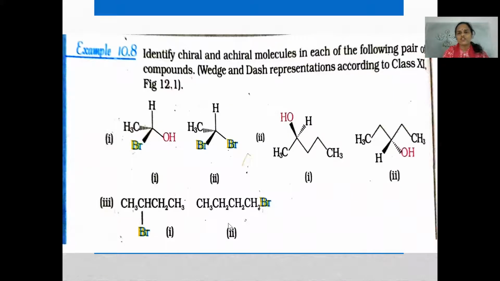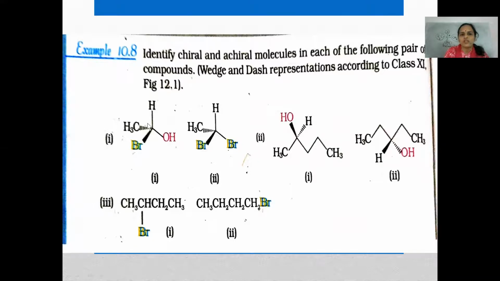Now look at the question. Just now I had told you about chiral and achiral molecules. I said carbon having 4 different types of groups on it, that is, a stereo center is present there. That molecule which has an asymmetric carbon atom is called a chiral molecule, and one which doesn't contain that will come under the achiral or non-chiral category. So look at these 2 compounds. The first question: 2 compounds are given and you need to identify chiral and achiral molecules in each of the following pairs of compounds.